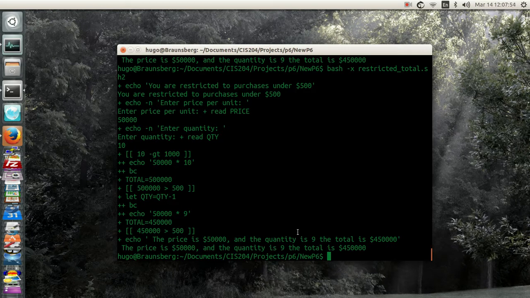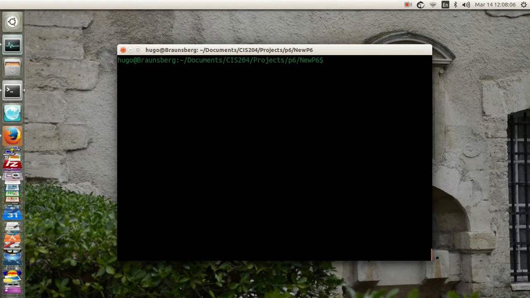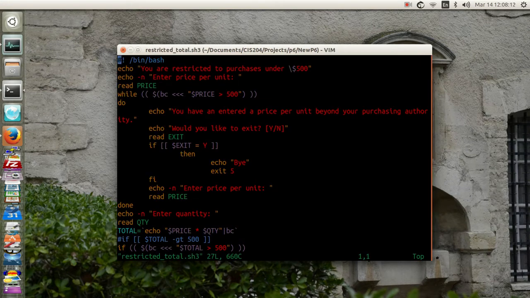Here's what's going on. Basically, Bash doesn't do math well inside of shell scripts. It just doesn't do it well. So what I've done is I've created a new version of this shell that's a little bit better. So here we go. I'm going to echo you are restricted to purchases under $500. Enter price per unit. Read the price.